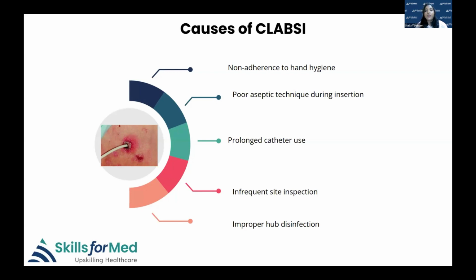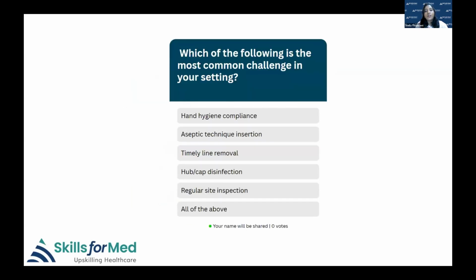So for example, for hub care, you have to follow 15 seconds, 30 strokes will be done. Those are the things. If you are lacking in all these five factors, this will be the major cause for the CLABSI.